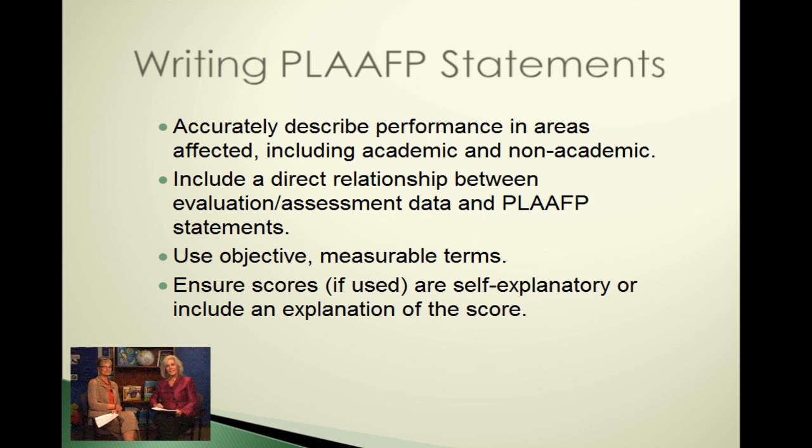So once we have all of the data, then we want to get into writing our statements. Some criteria for writing statements are some things to think about. First of all, the statements should accurately describe the performance of the student. That includes both the academic and the non-academic. Note again that I'm saying that they explicitly describe what the student can do. There should be a direct relationship between these statements of what the student can do and the evaluation or assessment data that you have. You want to use objective, measurable terms.